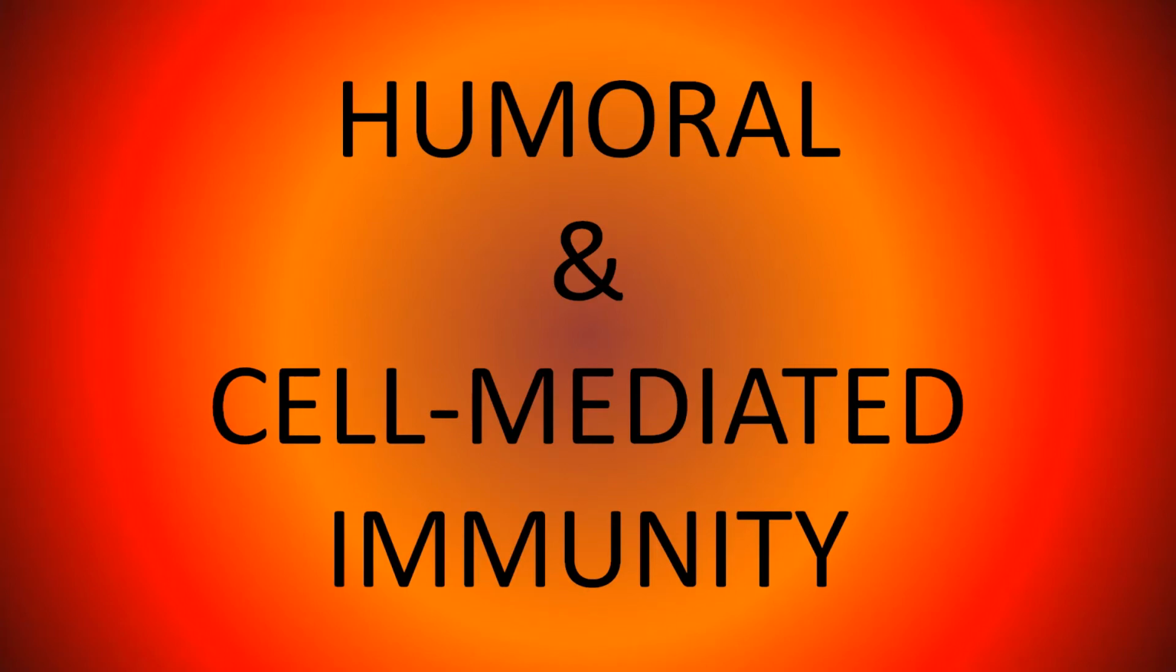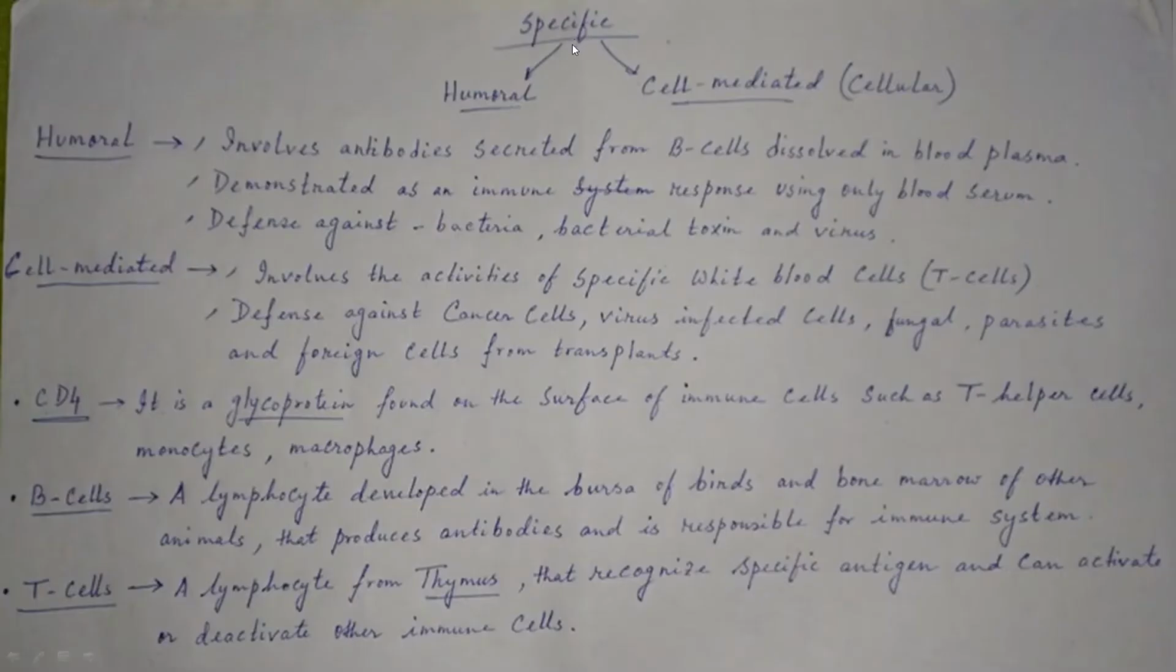Right? So, the acquired immunity is always specific in nature. It is very much specific to the specific pathogen or to the specific foreign particle. Right? So, acquired immunity is specific, and the specific is actually humoral and cell mediated. They are of two types: humoral and cell mediated immunity or cellular immunity.